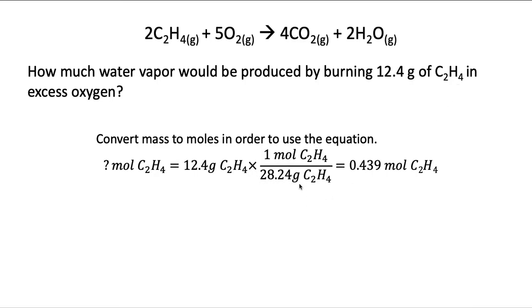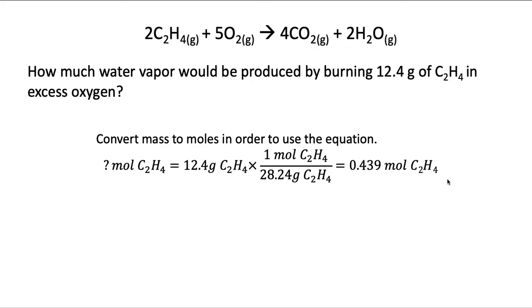This is what you calculate by adding the masses of each element. This is the mass that you are given in the problem. So always start with that. And then you can write the molar mass as a fraction in such a way to get rid of the grams. I know that 1 mole of C2H4 weighs 28.24 grams. This is how you write it. My grams will cancel out, leaving me with moles at the top, and it gives me 0.439 moles of C2H4.